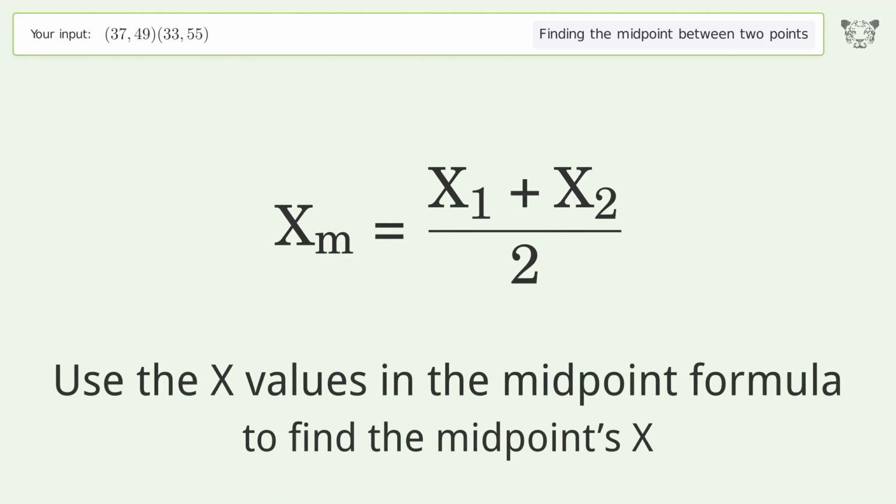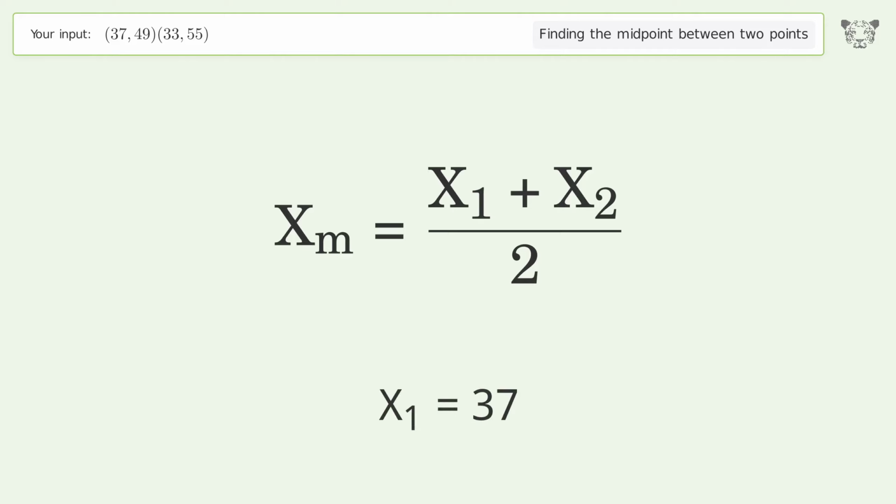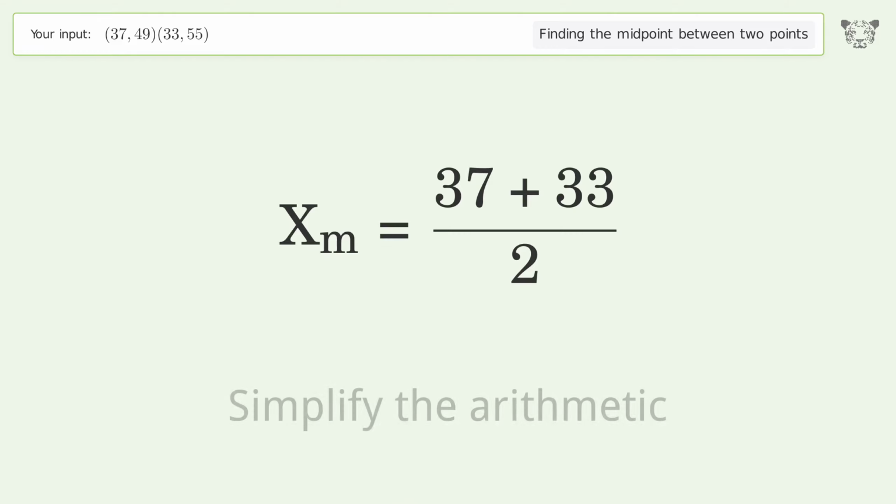Use the x values in the midpoint formula to find the midpoint's x. x1 equals 37. x2 equals 33. Simplify the arithmetic.